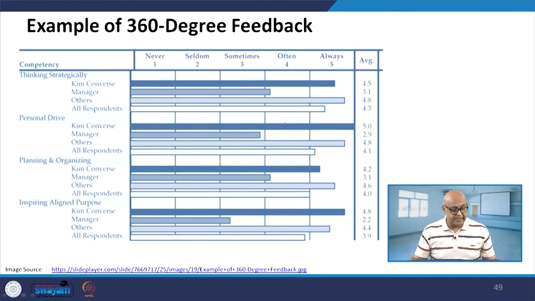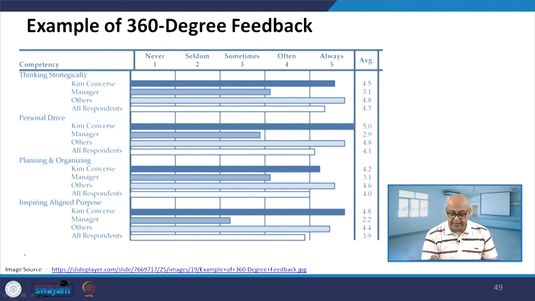So, these are the dimensions: how strategically the person thinks, the personal drive, planning and organizing, and inspiring aligned purposes. Here this feedback is taken from the team, the manager, others and all respondents, and therefore we can take the average of this. For example, thinking strategically is coming 4.5, 3.1, 4.8, 4.3. And for the personal drive, it is 5, 2.9, 4.8 and 4.1. So in the case of personal drive, the 2.9 has been given by this particular manager.